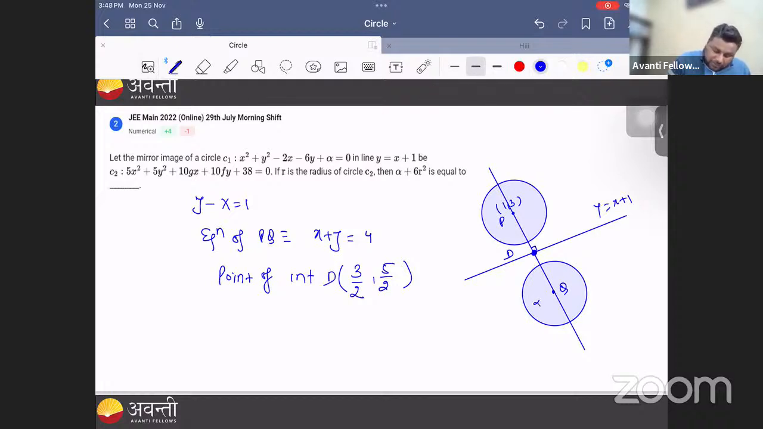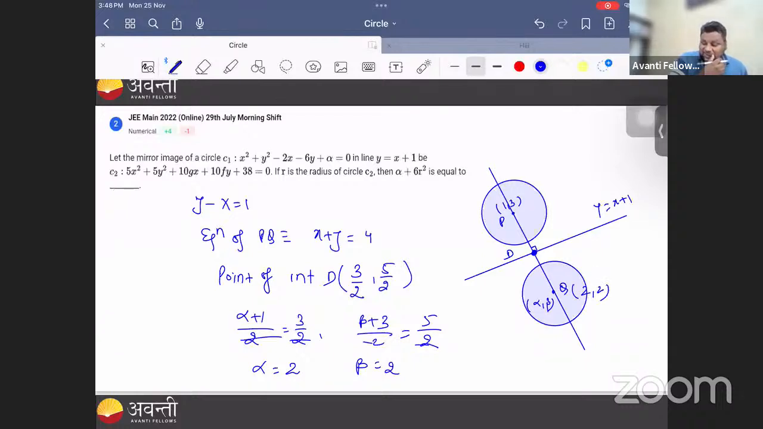Now let Q be (alpha, beta). Got it? So (alpha plus 1) by 2 is 3 by 2, and (beta plus 3) upon 2 is 5 by 2. Because this point of intersection D is going to be the midpoint of PQ, where Q is (alpha, beta). So alpha is 2 and beta is 2. So this point is (2, 2). Am I clear? According to me, this is the image.